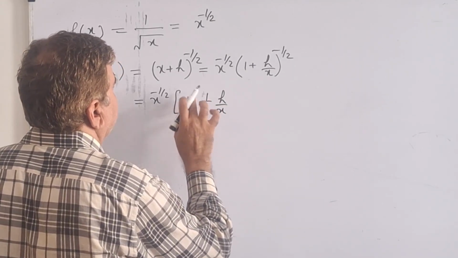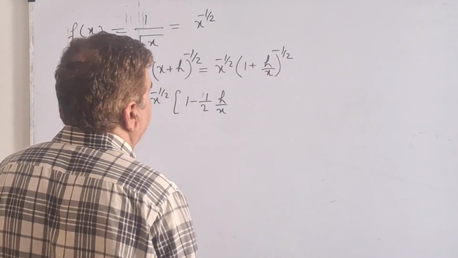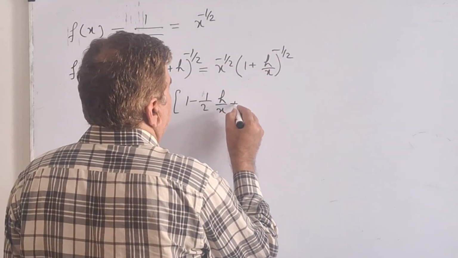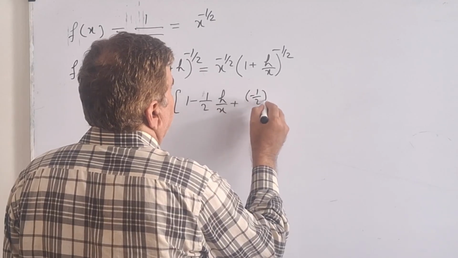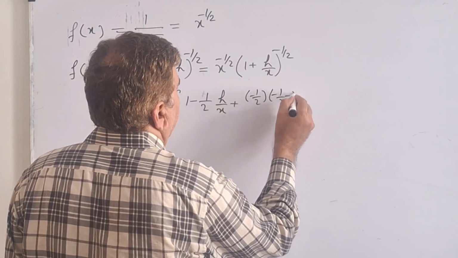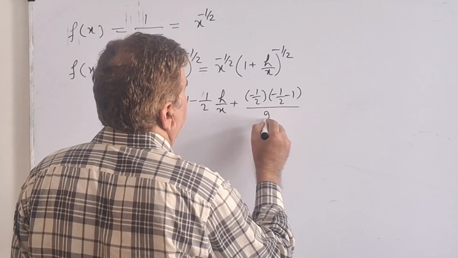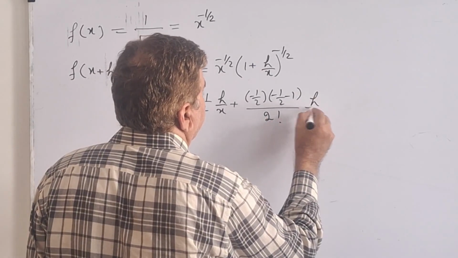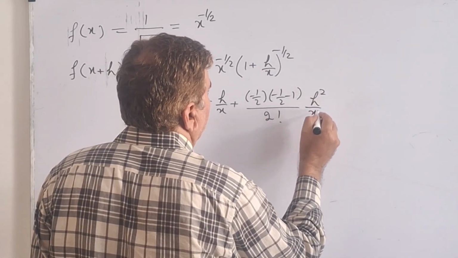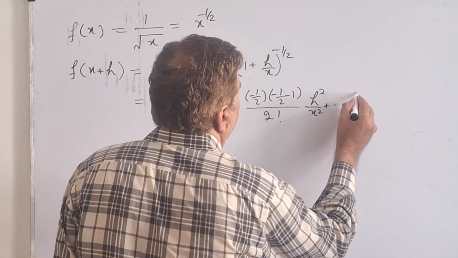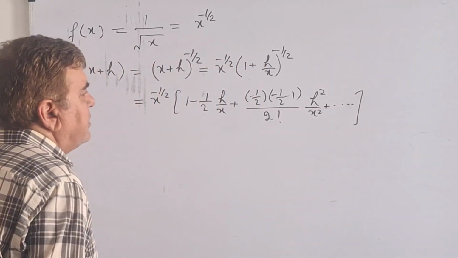This is 1 minus, right? Because the power is minus now. And then plus minus half into minus half minus 1 divided by 2 factorial into (h divided by x) whole squared. So I write it, and then so on. I don't need the other terms.